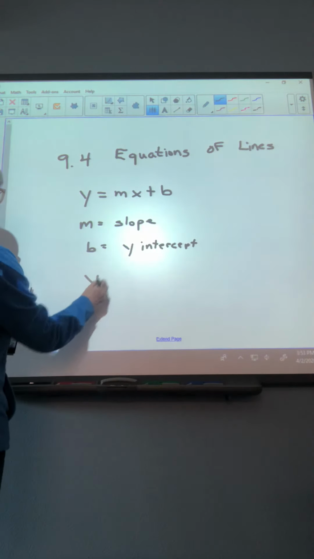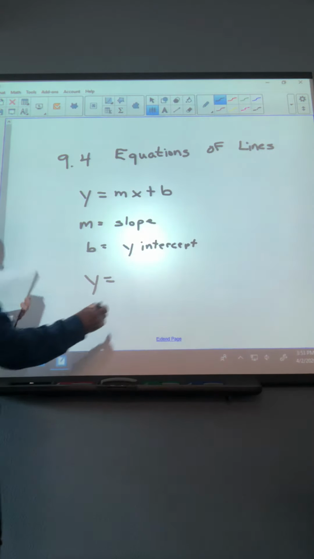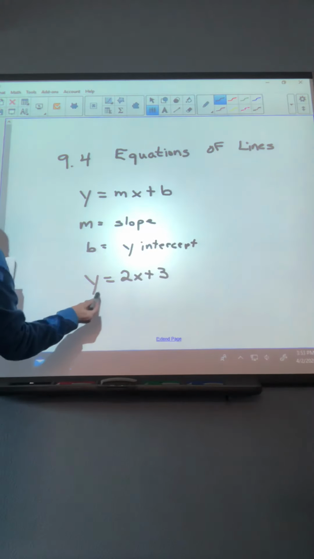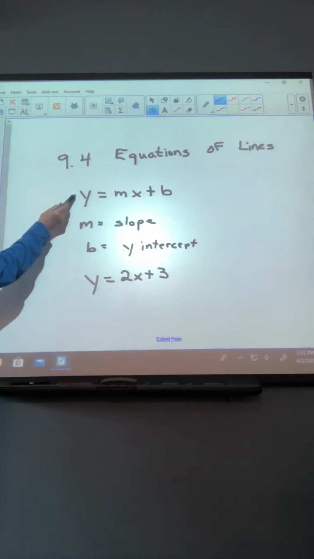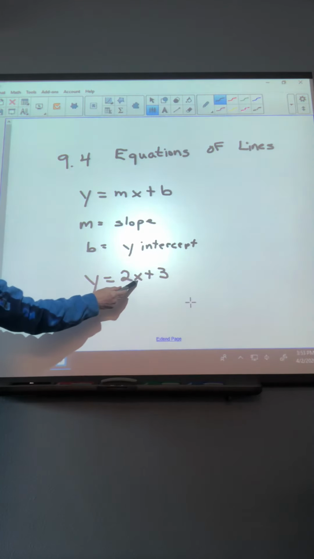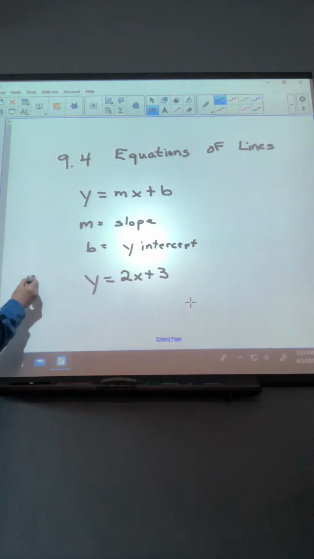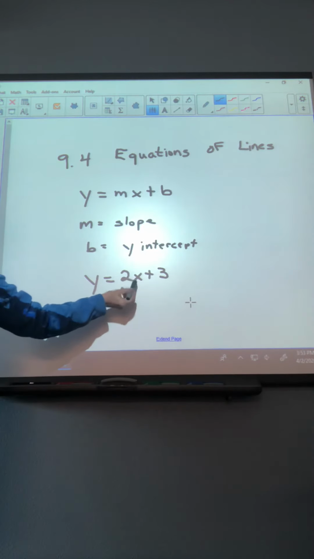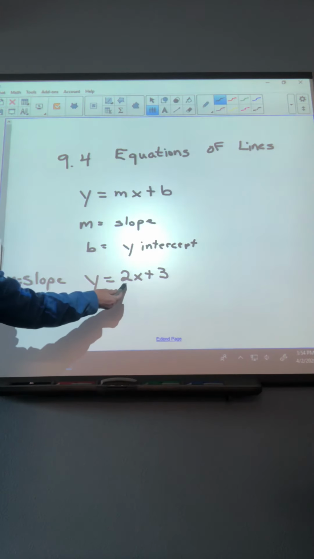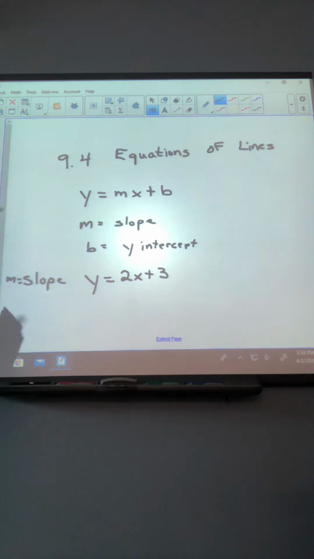So y is equal to 2x plus 3. You can see the y is all by itself, just like it is in the equation. The 2 that's in front of the x is the m. So whatever the number is right in front of the x, that's going to be the slope. And we call that m. So the m in this case is equal to 2.